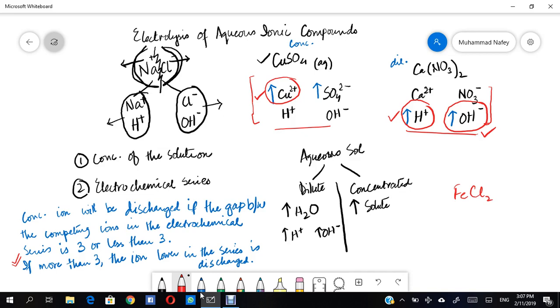FeCl2. This is concentrated FeCl2. We'll do this example after this.